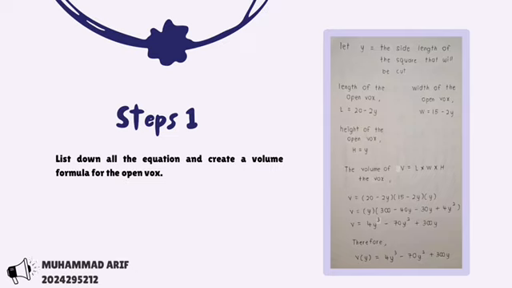The length of the open box will be L, which is equal to 20 minus 2y. The width of the open box will be W, which is equal to 15 minus 2y. The height of the open box will be H, which is equal to y. The volume of the box will be V, which is equal to L times W times H. When we multiply all the equations, we will get V(y) equal to 4y cubed minus 70y squared plus 300y.